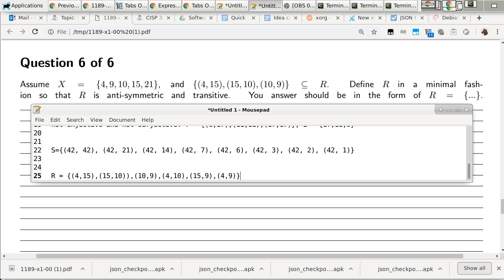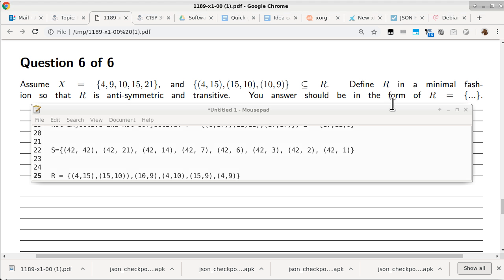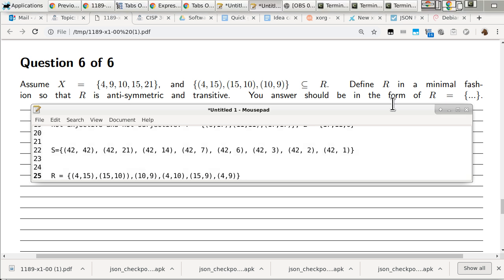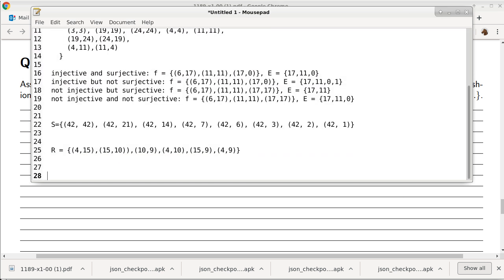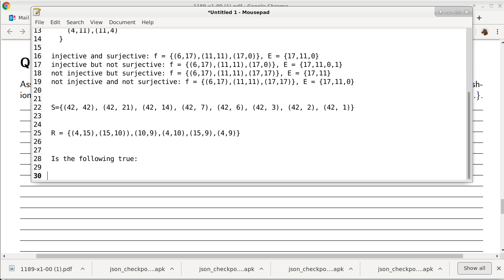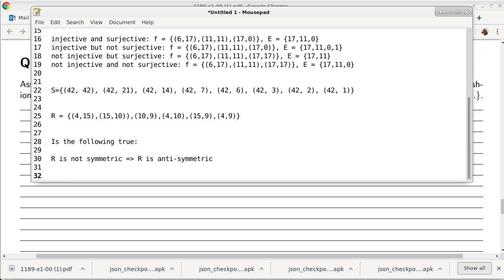Let me write it down on my notepad here, and then we'll try to answer the question. I really don't have it prepared, but we'll see, right? Okay. So the question is, is the following true? R is not symmetric implies R is anti-symmetric. I think that is your question.